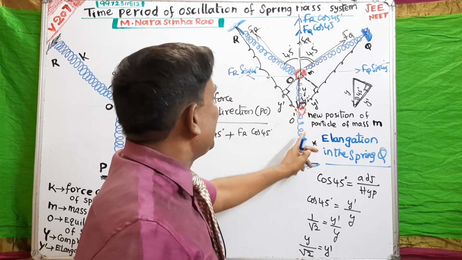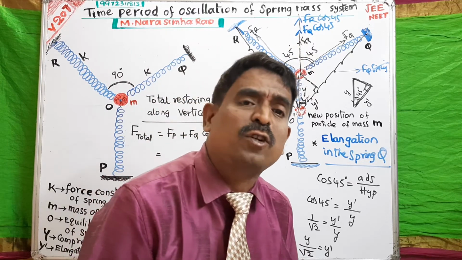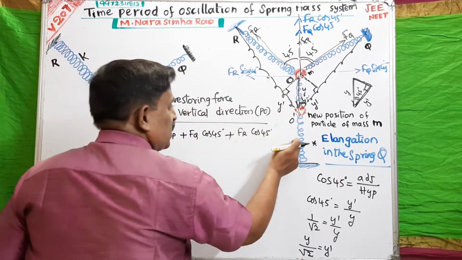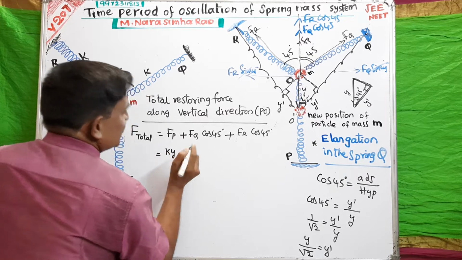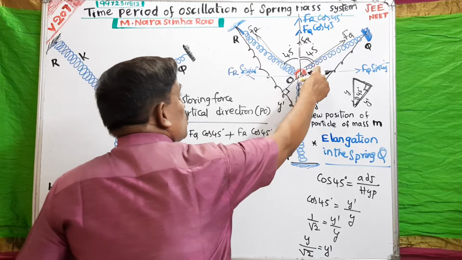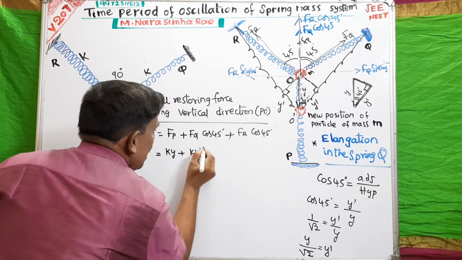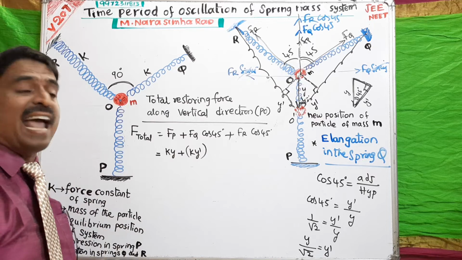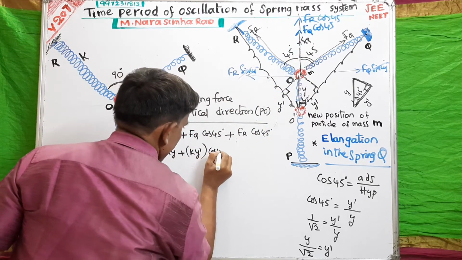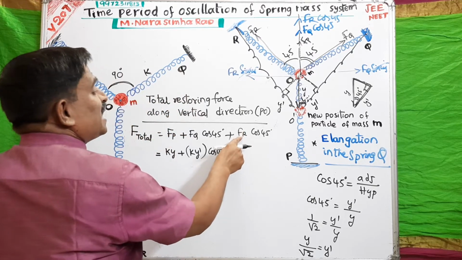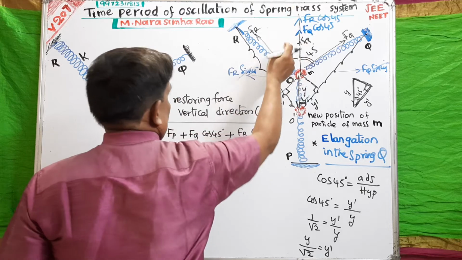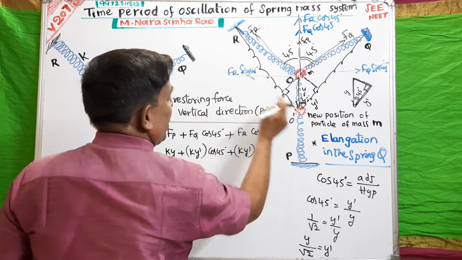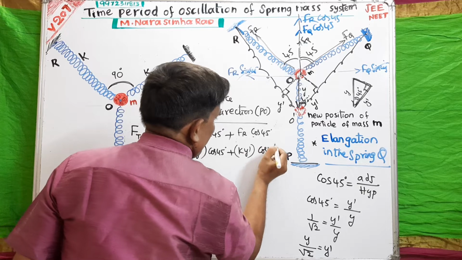Now, please listen. Restoring force applied by this spring follows the formula Kx, otherwise Ky. Here compression is y. For that reason, restoring force of the spring P is Ky, plus restoring force of the spring Q, Ky dash. I am writing y dash because elongation in the spring Q is y dash. For that reason I am writing Ky dash cos 45, plus restoring force in the spring R along vertical direction. Restoring force formula Ky dash, the reason being elongation is y dash, cos 45.